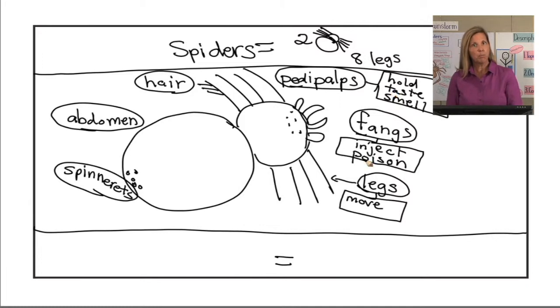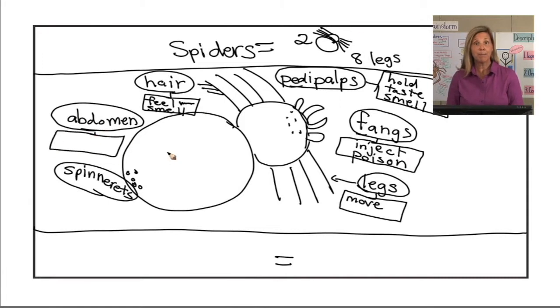So we have our pedipalps hold, taste, and smell its food, its prey. The fangs inject poison into its prey. The legs help it move quickly. The hair, what's the hair do? The hair can feel vibrations. So let's put feel, and also the hair can smell. That's weird. It can smell? How funny is that? So the hair can feel vibrations. Let's make like a wavy line so we can remember that. And smell.